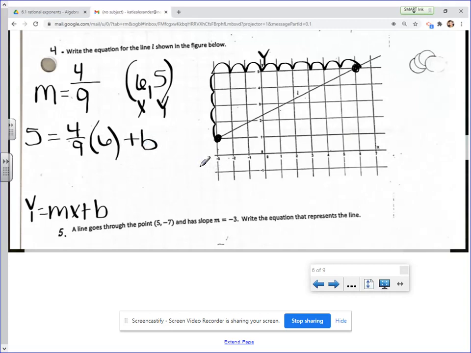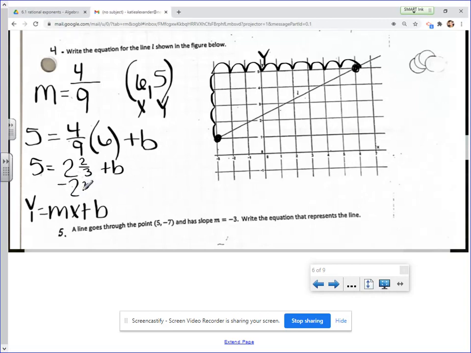So we've got a fraction, and we're supposed to be taking it times 6, and that's why your calculator comes in very handy. 4/9 times 6. What did you get when you took 4/9 times 6? Okay, so 5 equals, we're going to say 2 2/3 plus b. What's the opposite of positive 2 2/3?